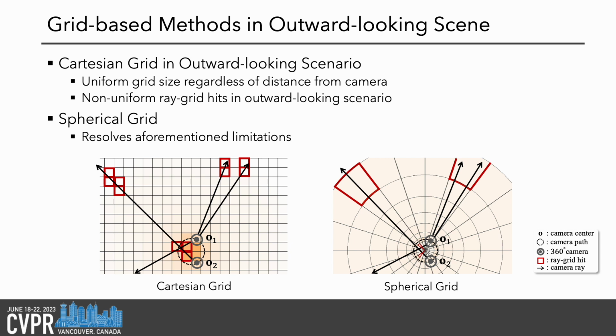They also suffer from a non-uniform ray grid hit ratio in the outward-looking scenario, which is indicated by the orange shade in the figure below. However, the spherical grid nicely fits the egocentric video capture, and it naturally resolves the aforementioned limitations and also guarantees a nearly uniform ray hit rate.